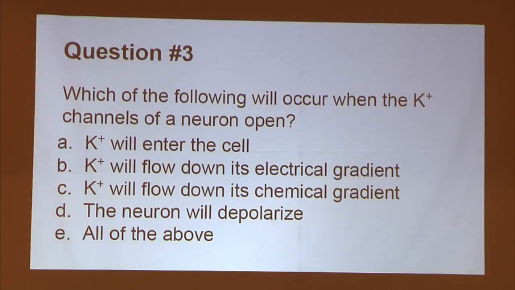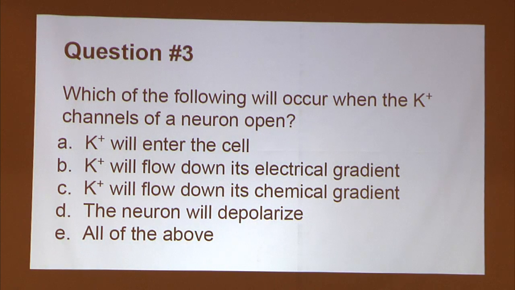Okay, then we have another question. Question 3 is, which of the following will occur when the potassium ion channels of a neuron are open? A says potassium ions will enter the cell. B says potassium will flow down its electrical gradient. C says potassium will flow down its chemical gradient. And D says the neuron will depolarize. And then E says all of them will happen.